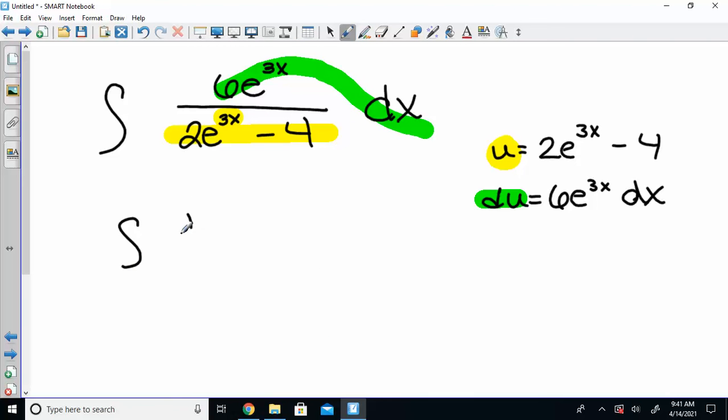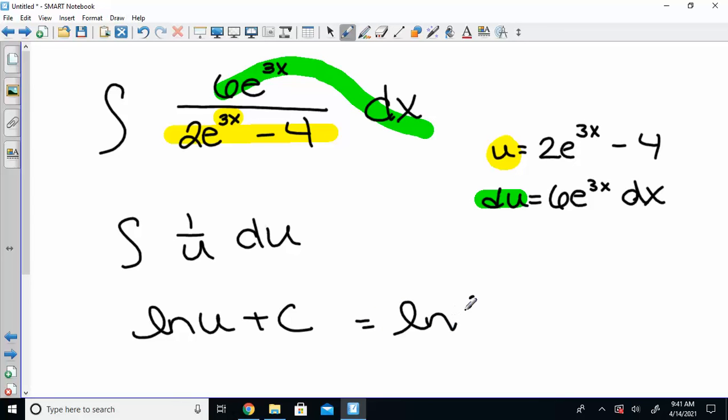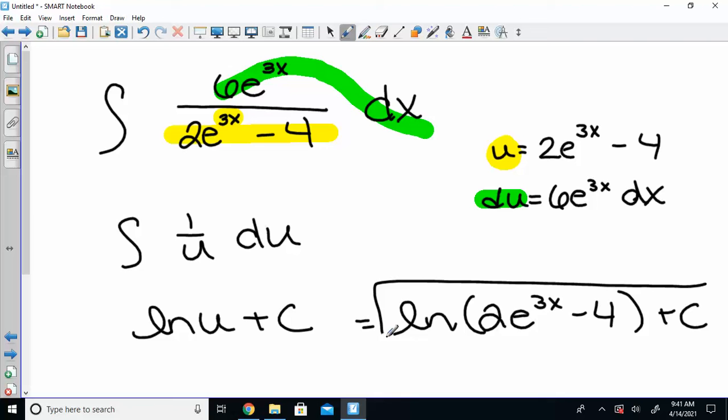So we have the integral of 1 over u du. What's the antiderivative of 1 over u? Natural log of u plus c. So that's the natural log of 2 e to the 3x minus 4 plus c.